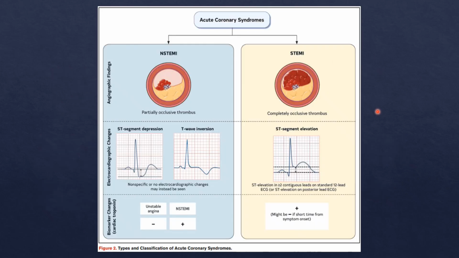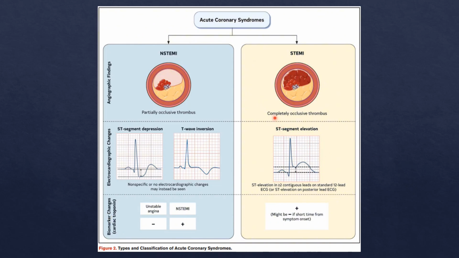This picture basically shows the two continua of ACS: the STEMI with a completely occluded artery and ECG showing ST elevation MI. And on this side, we have an NSTEMI where we have a partially occluded artery and there are some changes in the ECG. It can be either an unstable angina if there is no increase in cardiac troponins, and we label it as an NSTEMI if there is an increase in cardiac troponin.